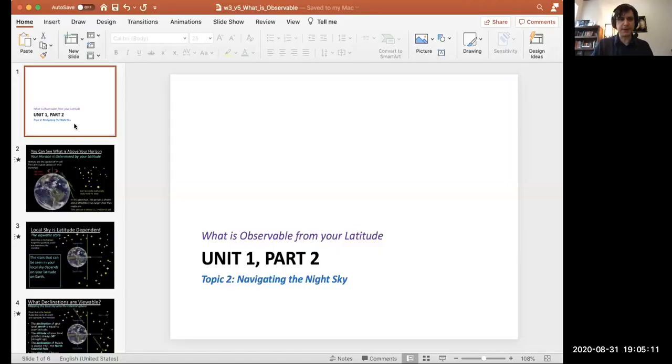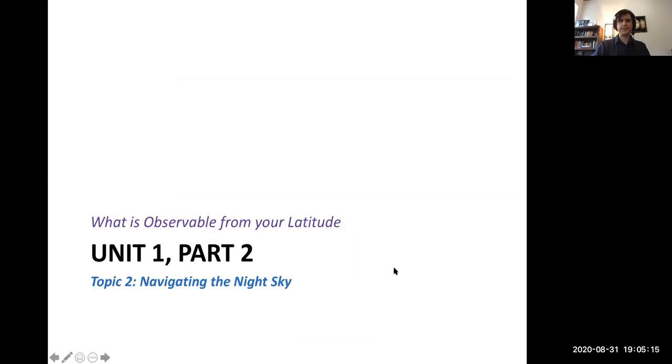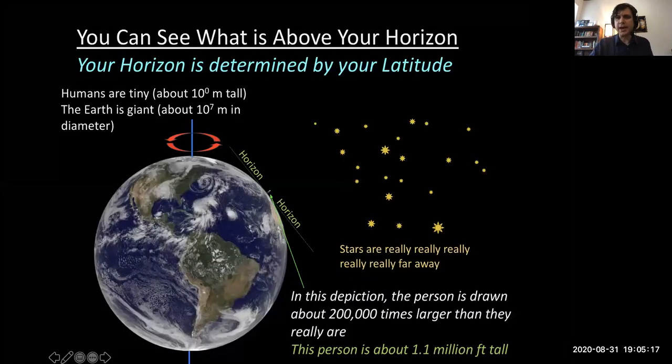So, jumping in. Here we have a statement at the top that we are really going to be exploring. And we have the title that says, you can see what is above your horizon. No surprise, right? But now let's add a little bit more to that. Your horizon is determined by your latitude on Earth.